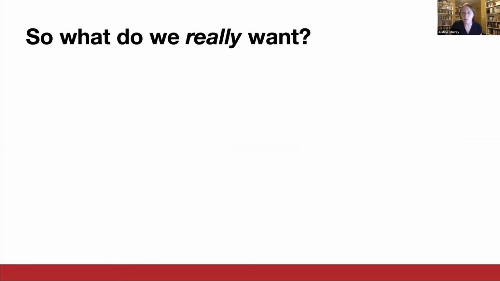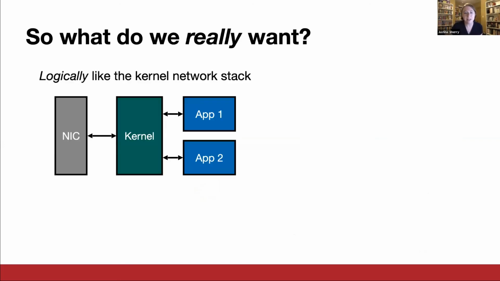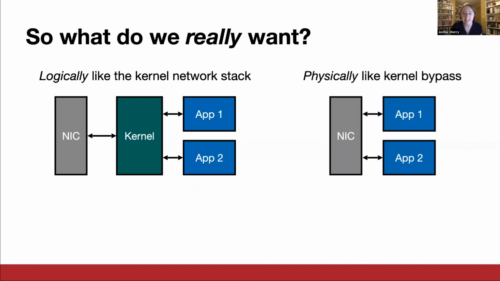So what do we really want? We want something that acts logically like the kernel network stack, where the operating system is privileged to interpose over data going in and out of application and set policy. But we want it to be physically like kernel bypass, where we're not copying data around, it's not moving between multiple process endpoints, and the data goes directly from application to NIC very performance-efficiently.